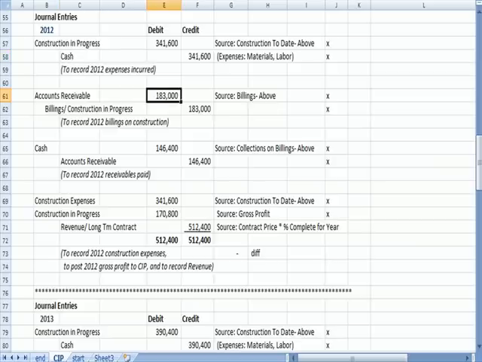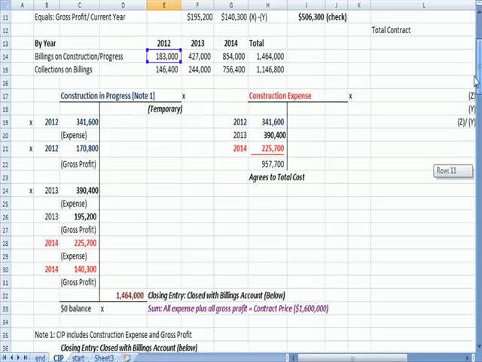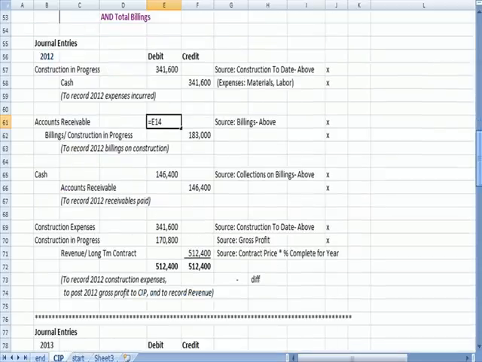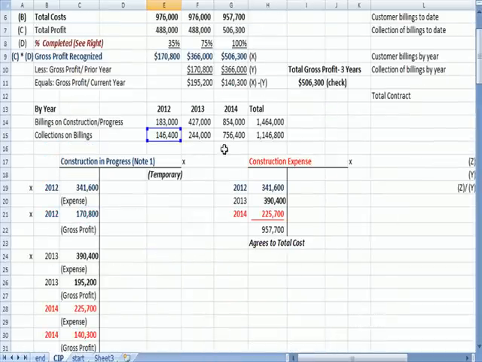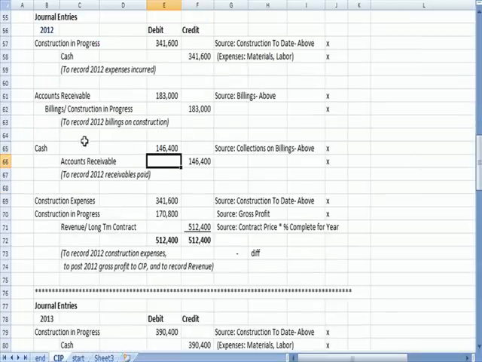We billed some people. That $183,000 agrees to the 2012 billings on construction progress. So I put that in, and I park it in an account called Billings on Construction in Progress. What we're going to find out later is that construction in progress and billings on construction in progress are temporary accounts that are going to go away, and we'll see that in one closing entry at the end. We collect some cash. I can tie that $146,400 to the collections here at the top, right here for 2012, collections on billings. Accounts receivable, we reduce the receivable because we collected some cash.